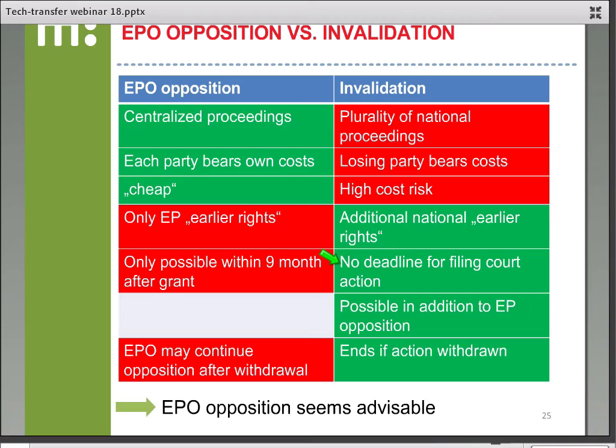And what's also quite good, you can file an invalidation even if you lose your opposition. So it's possible in addition to the EP opposition. Again, it's a similar situation as in Japan.